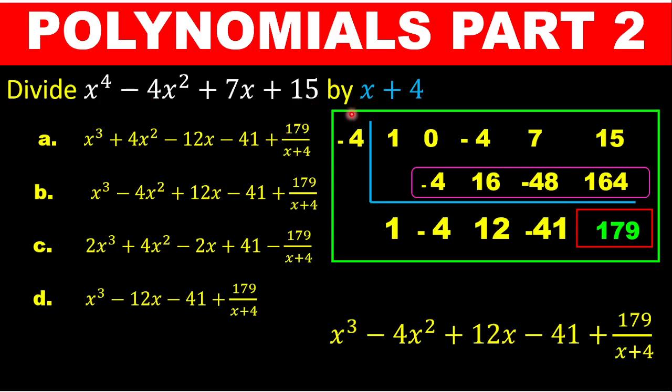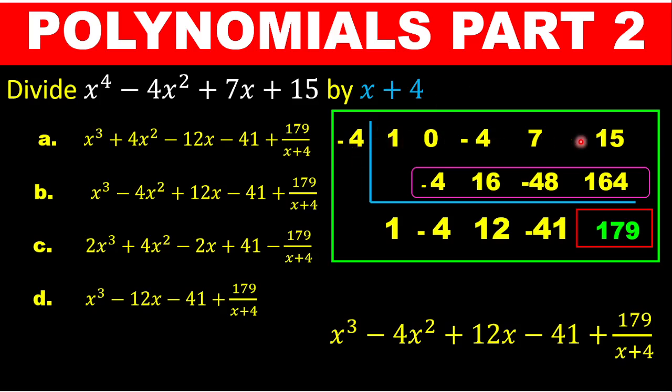Okay, so first of all, we equate the factor to 0. So x plus 4 is equal to 0. You find x, you are going to get x is equal to negative 4. So that negative 4 is what we have here.